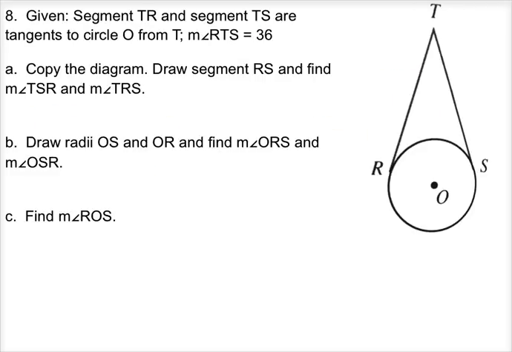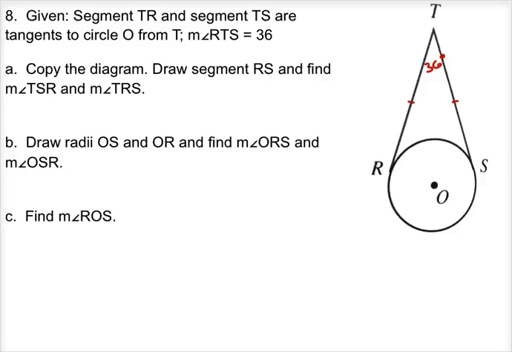Given segment TR and segment TS are tangents to circle O from T, the measure of angle RTS equals 36. Part A says copy the diagram, draw segment RS, and find the measure of angle TSR and the measure of angle TRS. So let's start filling in the information we have. I know that segments TR and TS are tangents to the circle. Since they come from the same point, I'm going to mark that they're congruent to each other. I know that the measure of RTS is 36 degrees, so up here I have a 36-degree angle.